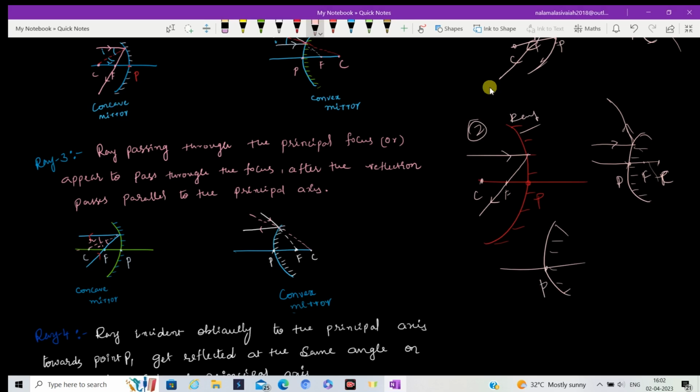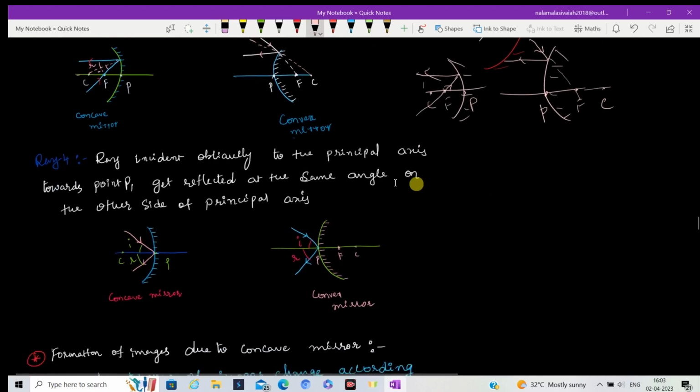So I am taking the pole, focus and center of curvature. If the light ray is passing through the focus, so this is a convex mirror, right? If taking like this, then after that it will pass parallel to the principal axis. Then for the concave mirror, when the light is passing through the focus, after reflection it goes parallel to the principal axis and passes to infinity.